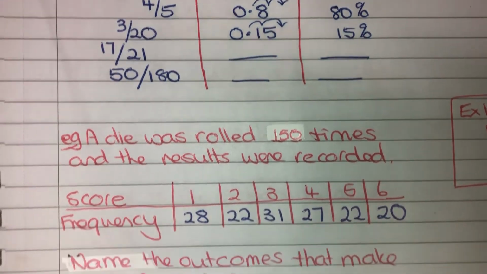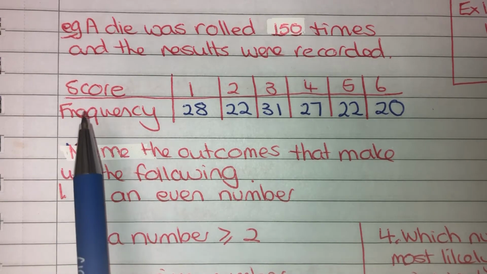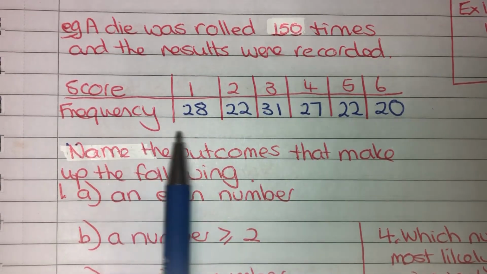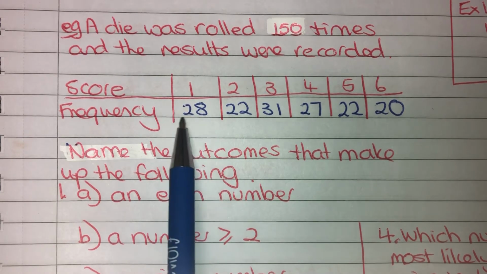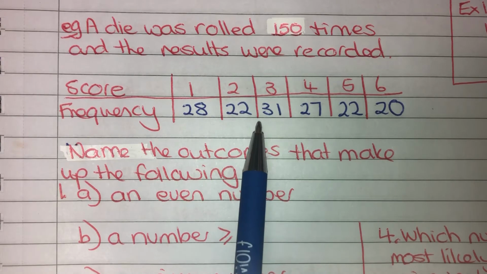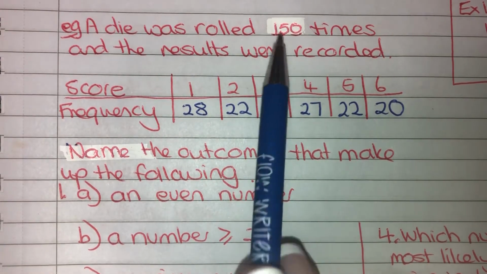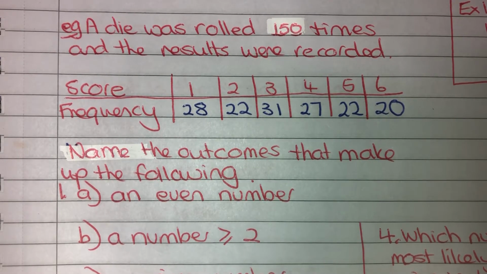All right, so let's have a look at one more question you might get. You don't need to write this out. Okay, you need to understand how it goes and come back to the video if you need help when you get a question like this, or ask your teacher. Your die was rolled 150 times and the results were recorded. So what does this mean? This means a 1 came up. That happened 28 times. A 2 came up. That happened 22 times. So if you're thinking, what actually did you do? You sat there, you rolled a dice 150 times, and this is the information that you got.